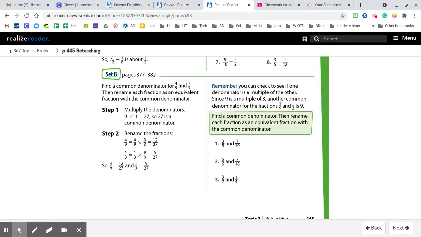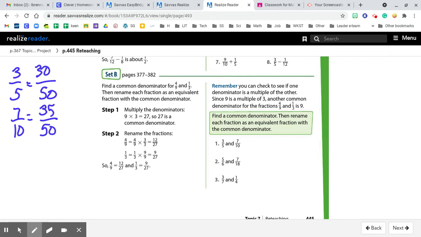For set B, you're going to find the common denominator and rename the fractions as an equivalent fraction with a common denominator. So 5 and 10, an equivalent fraction, find a common denominator and rename. For these guys, you could do it a couple different ways. You could say 3/5 and 7/10. You can multiply them together and rename them with 50 as a denominator. So you could rename as 30/50 and 35/50.